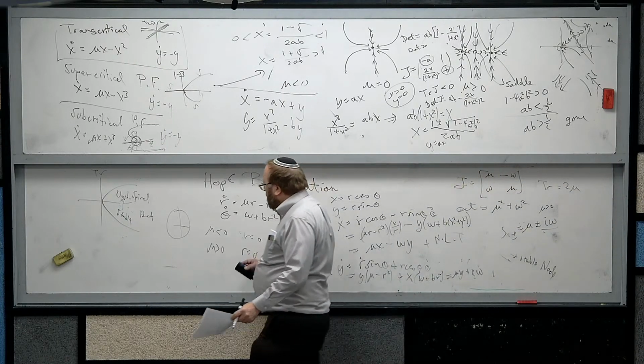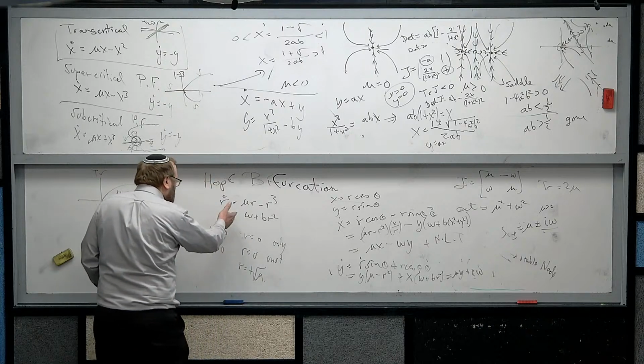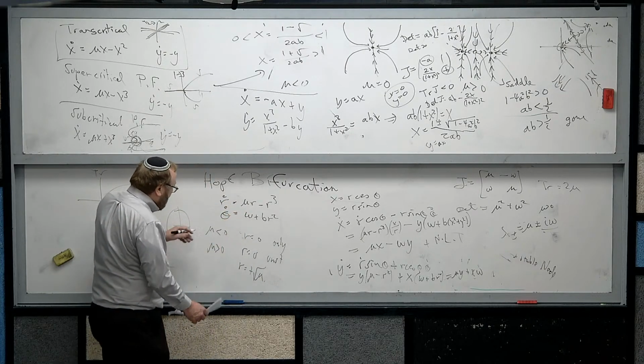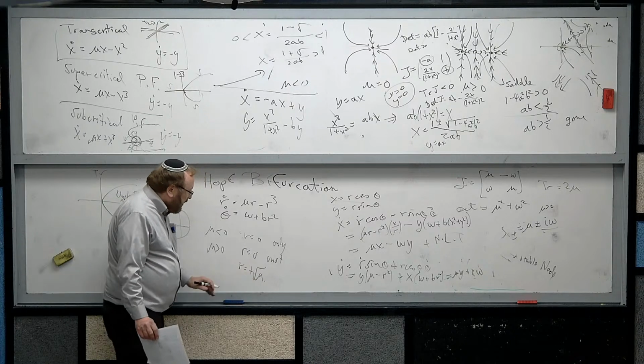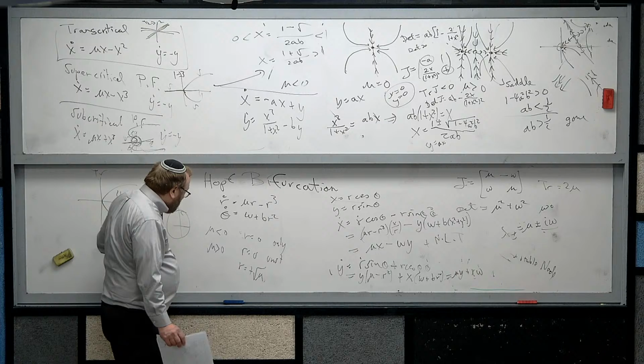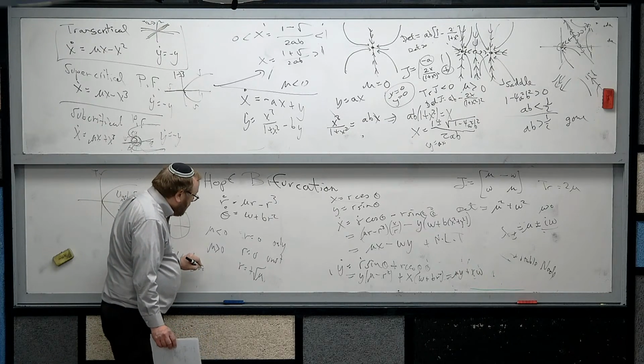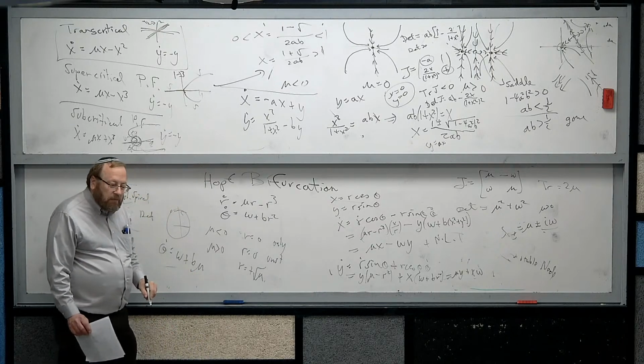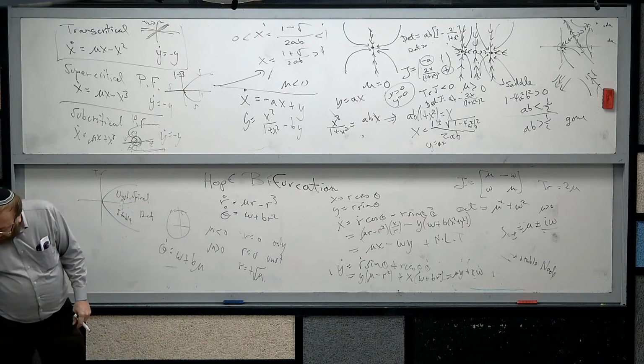But then we know what happens, because we know the solution is a circle at radius square root of mu, and it just keeps going around with a theta dot, which is omega plus b mu. Right? So that's all well and good.